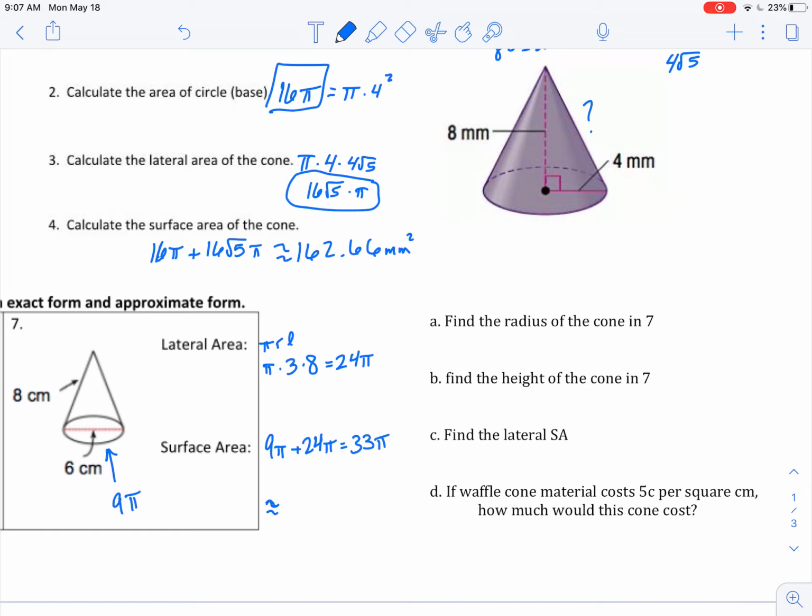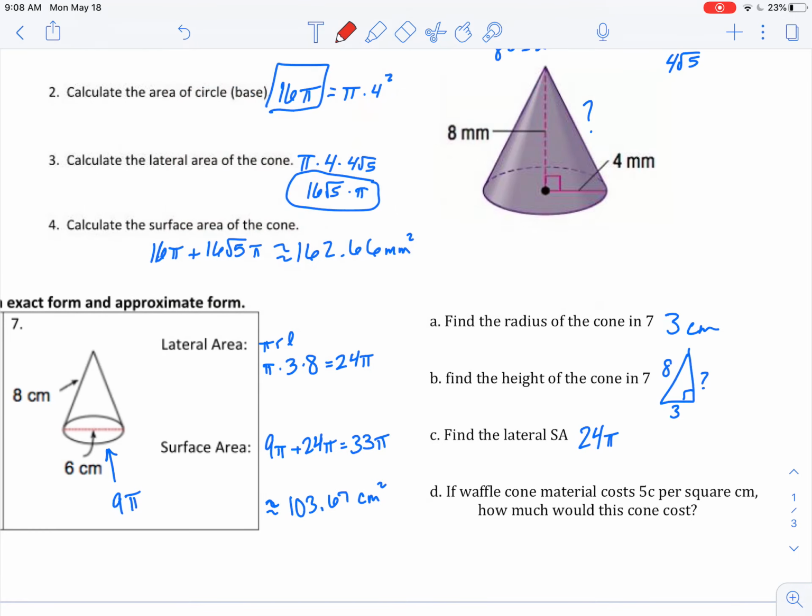If I want to find the decimal, that's approximately 103.67, and that's square centimeters. And again, we found the radius of the cone in 7 was 3 centimeters. The lateral surface area we said was 24 pi. And the height, well, let's see. I have 8, 3, and a question mark.